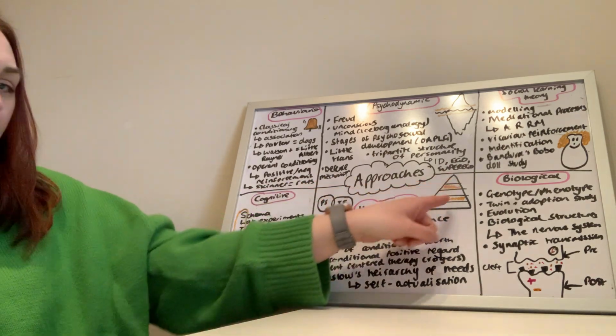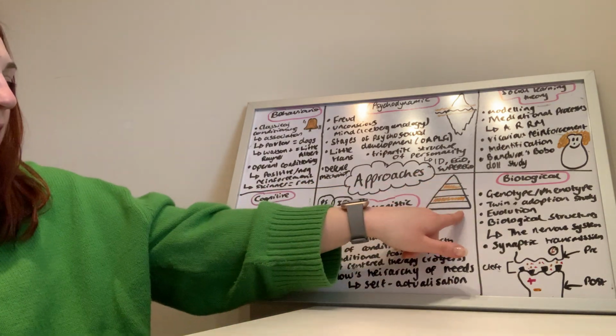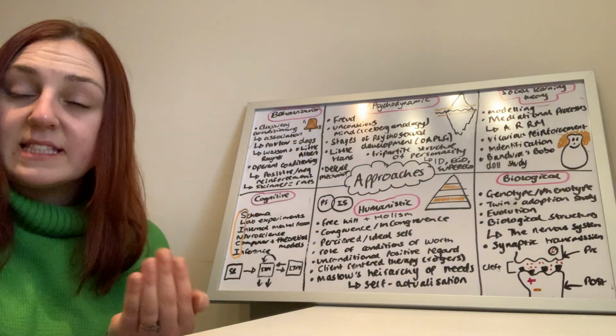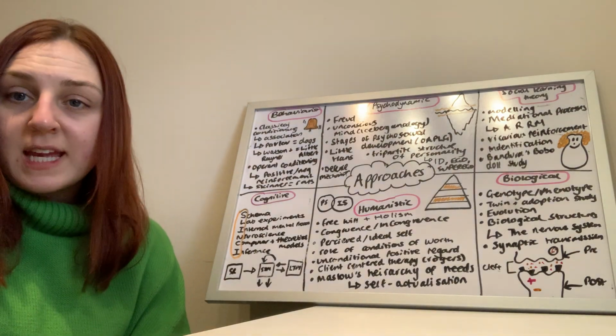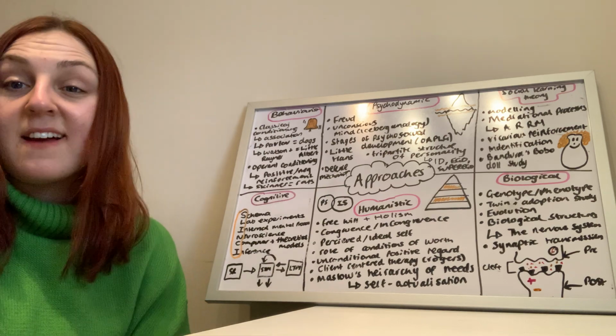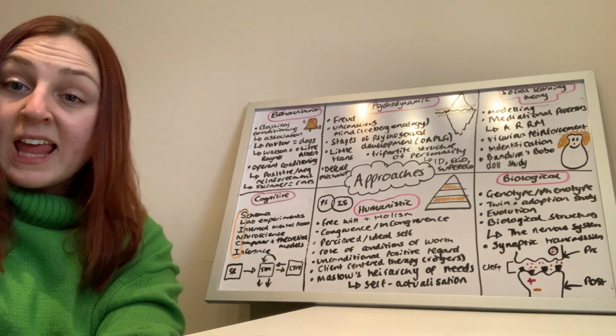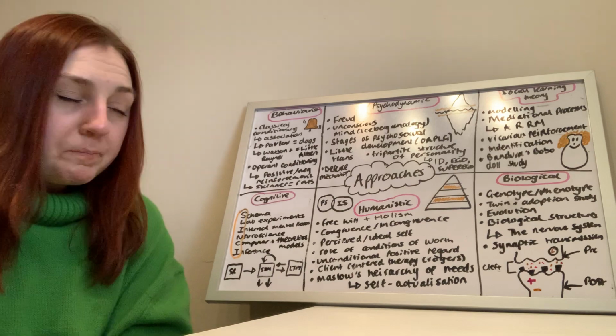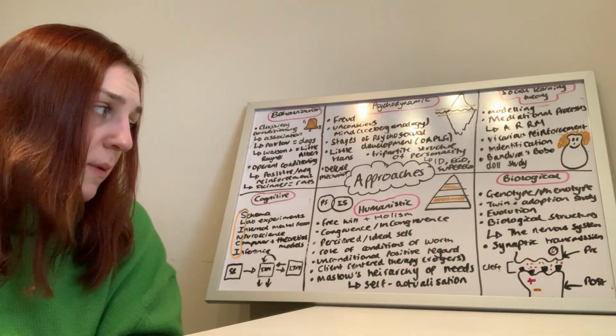So it came up with this kind of hierarchy system. Starting from the bottom, you've got your basic needs, what we call physiological needs. That's literally things like food, water, shelter, the basics that we need to sustain life and physically keep ourselves going.